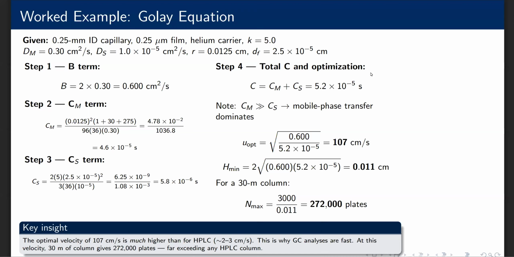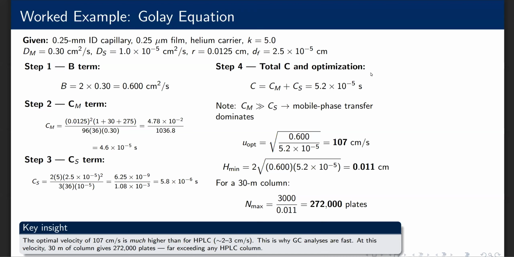The Cm term calculation involves substituting column radius, retention factor, and Dm into the formula. The key feature is that it depends on radius squared. Cs involves the film thickness squared. When you compare the two, Cm is about 8 times larger than Cs. This is typical. In capillary GC with thin films, mobile phase mass transfer dominates the C term.